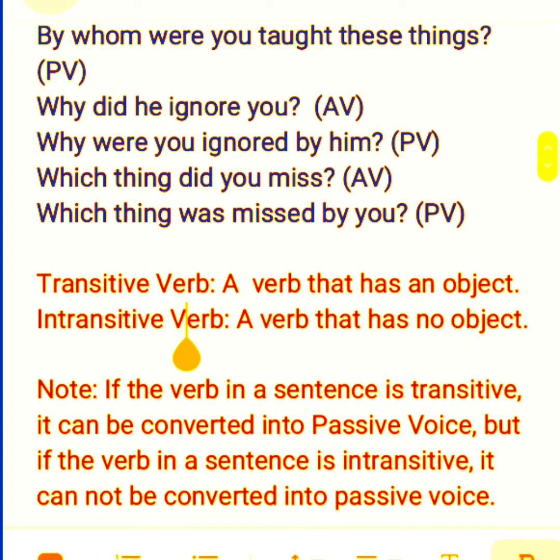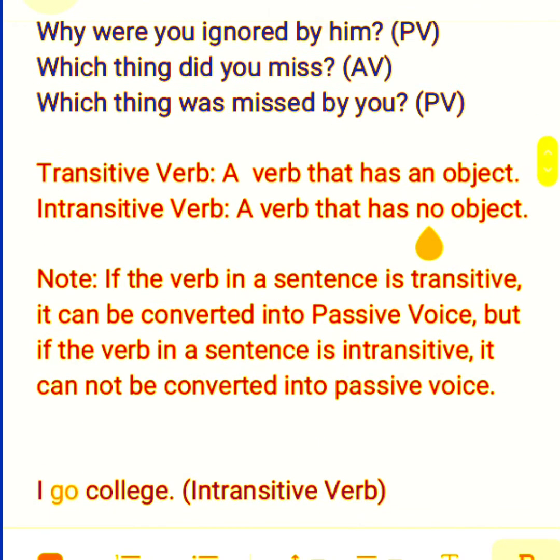Transitive verb and intransitive verb. A transitive verb has an object and an intransitive verb has no object. Note, if the verb in a sentence is transitive, it can be converted into passive voice. But if a verb in a sentence is intransitive, it cannot be converted into passive voice.